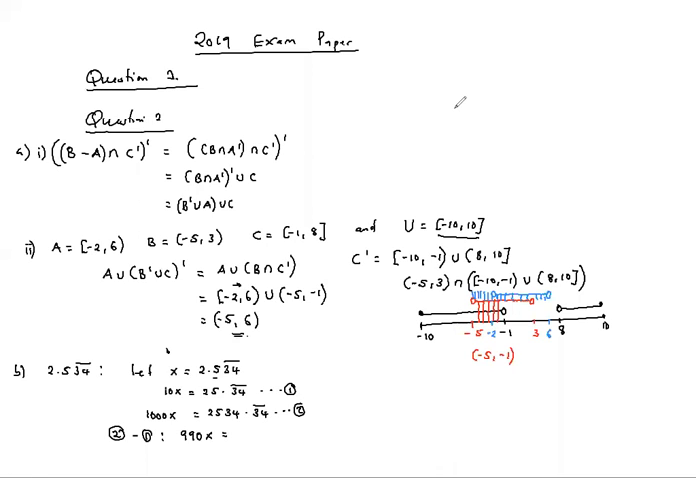after showing it on the number line, then you write it. Not just showing it on the number line and not writing it. That's not okay.